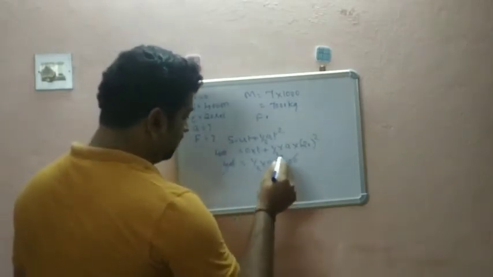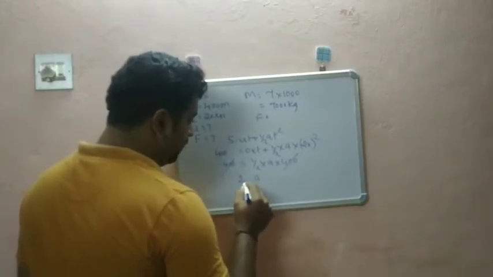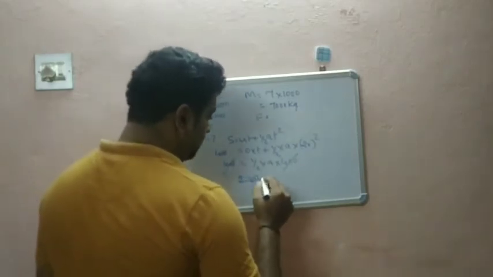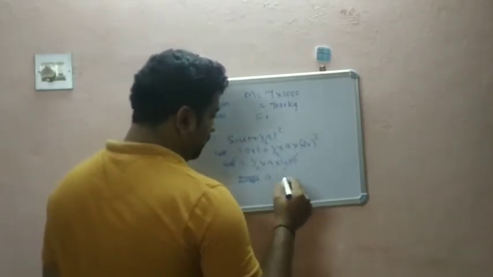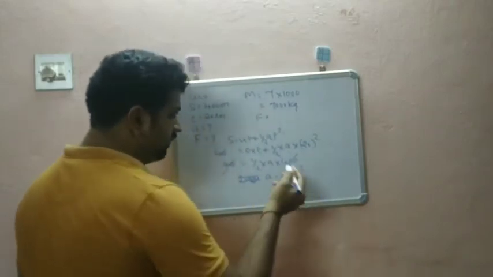So half A is equal, this will cancel, 1 is there. So 2 will come up. So A is equal to 2 ms minus 2. So I'll write A is equal to 2 will come up here, 1 will be there. So 2 into 1. So A is equal to 2 ms minus 2 acceleration unit.